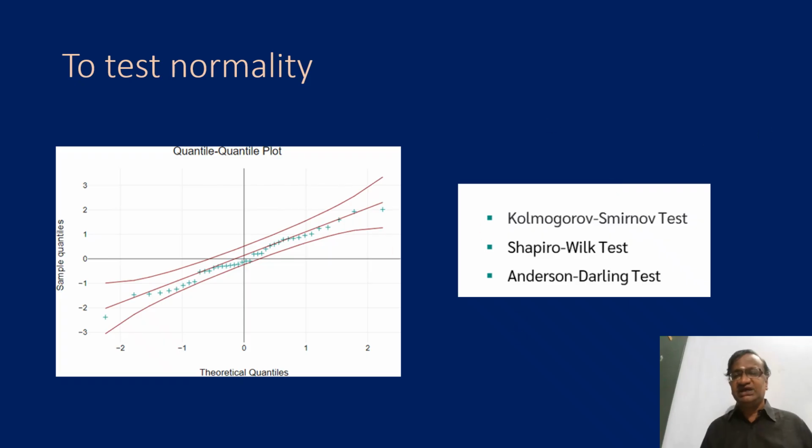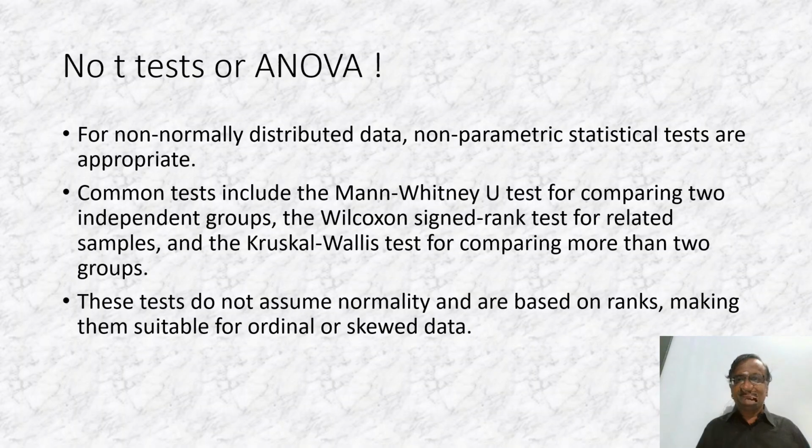There are a lot of tests, like the Kolmogorov-Smirnov test, which says yes, your data is normally distributed. The Shapiro-Wilk test, if you apply it to the data, will also tell you whether your data is normally distributed. If it is not normally distributed, then we have to go for a non-parametric test. No t-test, no ANOVA. For non-normally distributed data, use non-parametric statistical tests: Mann-Whitney test, Wilcoxon signed rank test, or Kruskal-Wallis test. They do not assume normality. They are based on ranks.